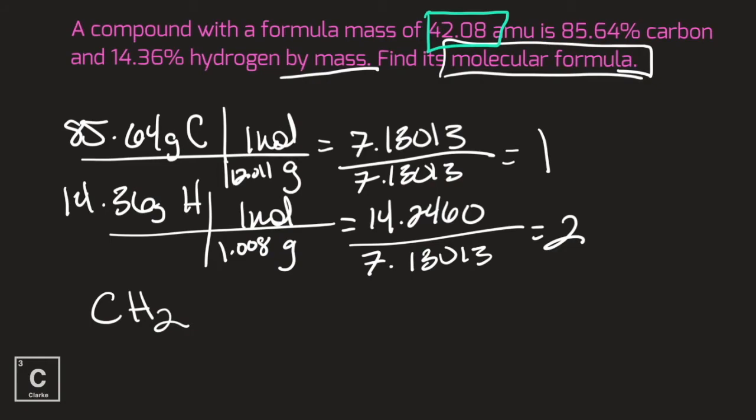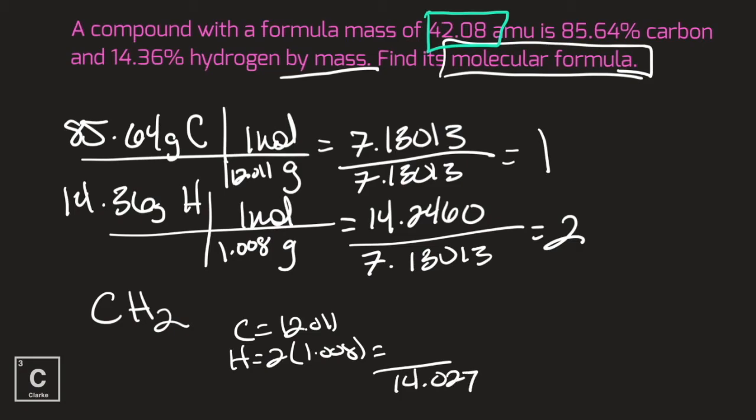We need to first calculate the molar mass of the empirical formula. We have 1 carbon. We have 2 hydrogens. Let's get that total. I'm getting 14.027. So to find the molecular formula, we need to get a multiplier to raise the empirical formula back up to the molecular formula. Because remember, the empirical formula is just the simplified version.